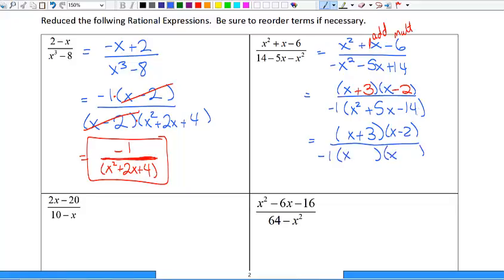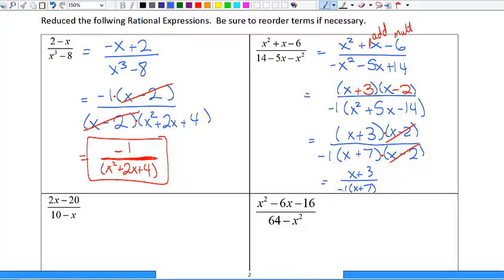I'm looking for two numbers that multiply to 14 and add to 5. I think that's a 7 and a 2. It has to have two different signs, so I have a plus on the 7 and a minus on the 2. So that will add to positive 5. Now that I have it in factored form, I know that these are products, and so I can divide out any common factors. So my solution is x plus 3 over negative 1, x plus 7.